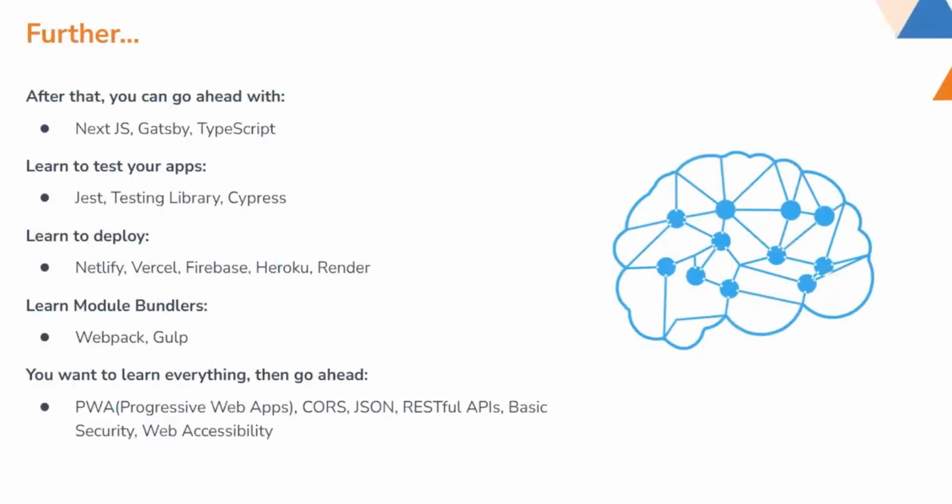So that is it. But this slide is about, if you have learned all this stuff, you can go ahead with other technologies you can learn, which are Next.js, Gatsby, TypeScript. If you want to learn testing your software, then learn Jest, Testing Library, Cypress. Also, if you want to learn deployment, then Netlify is there, Vercel, Firebase, Heroku, Render. Learn a module bundler. This is also one important thing you can learn, which is Webpack and Gulp. Then if you want to learn everything, then go ahead and learn many more things like progressive web apps, CORS, JSON, RESTful API, basic security, and web accessibility.